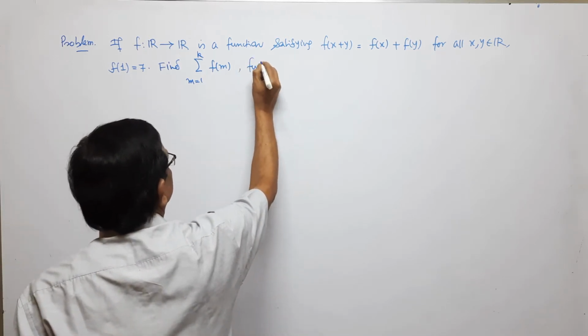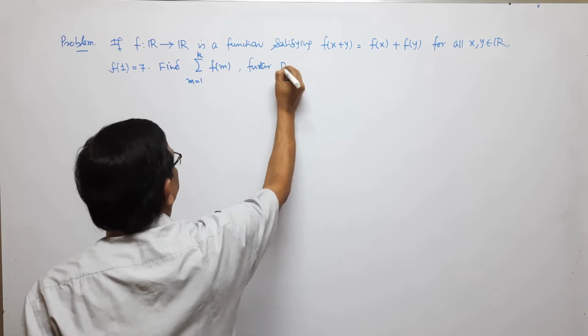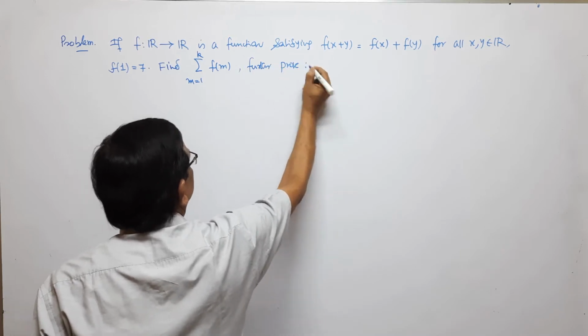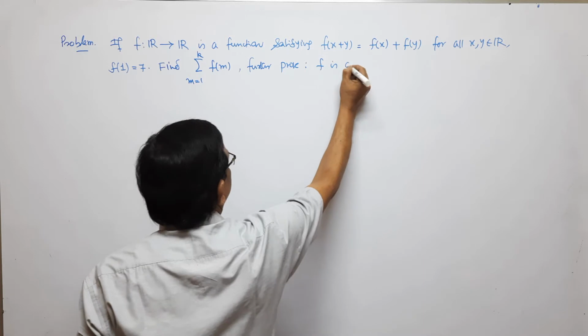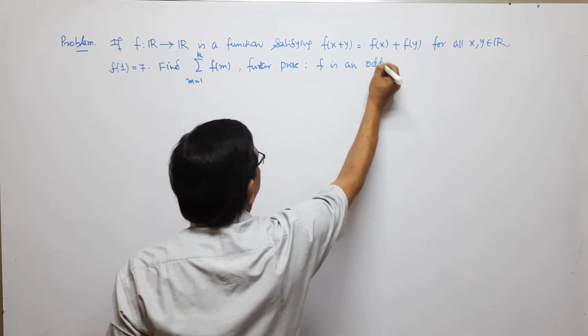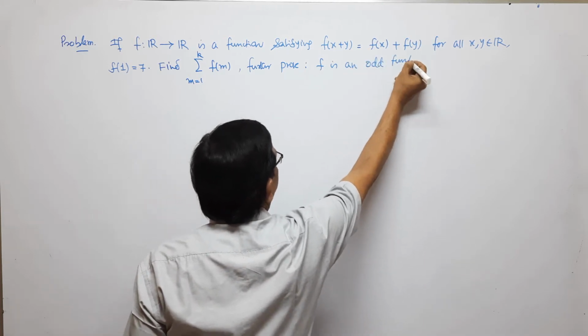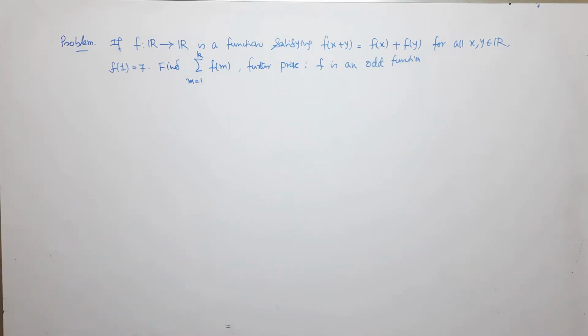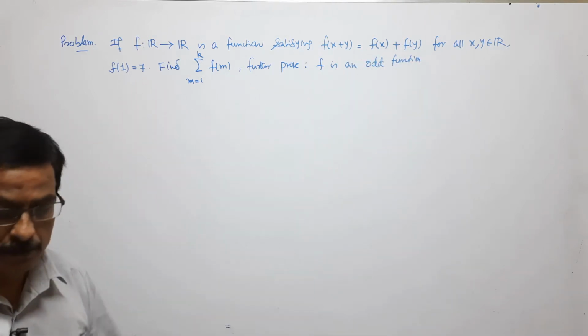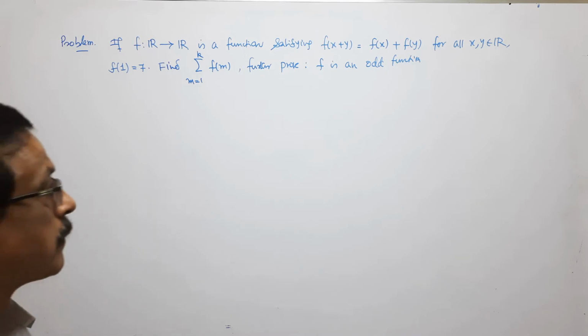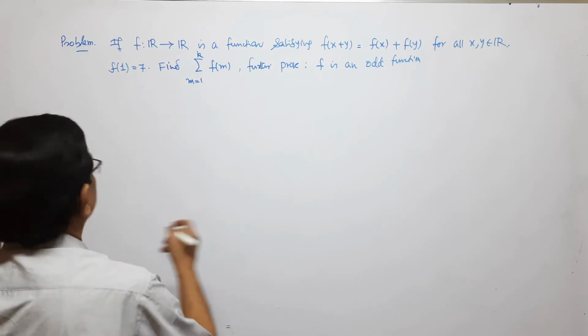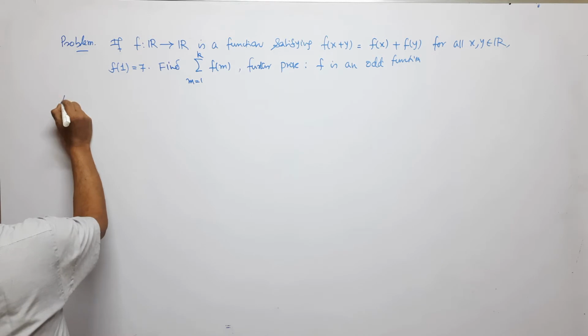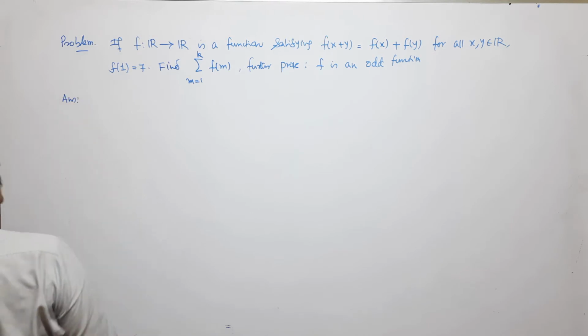Further, prove f is an odd function. A function defined in this rule with f1 equal to 7 is an odd function. So let us start with the solution.